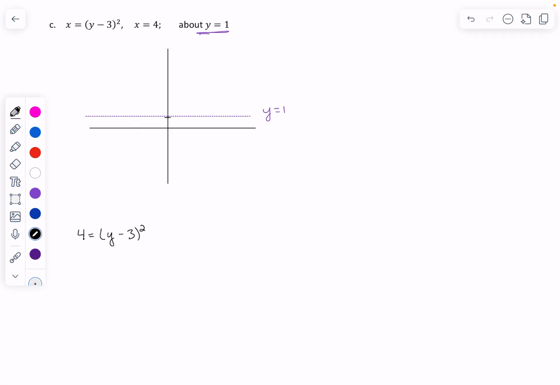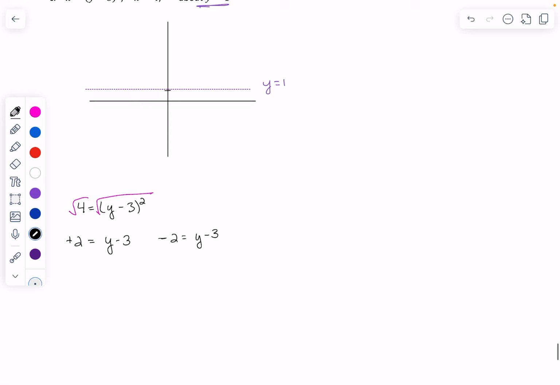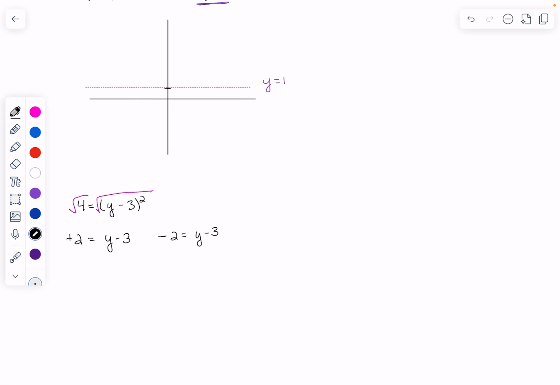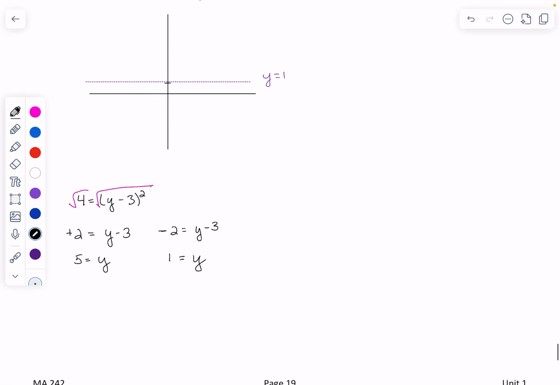I can square root both sides, so let's do that. That's actually probably the easiest way to do this one. If I square root both sides, I'm going to get a plus 2 equal to y minus 3, and a minus 2 equal to y minus 3. So remember, you've got to look at both. If you want to, you can square that, move the 4 over, and refactor. If I solve though, I'm going to get 5 equal to y, and here I'm going to get 1 for my y. All right, so I get y equals 1 and y equals 5.